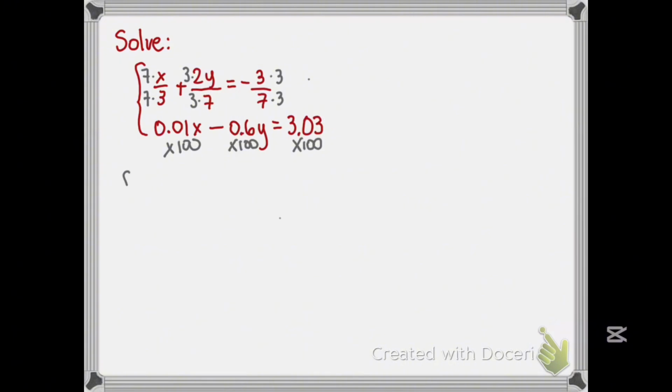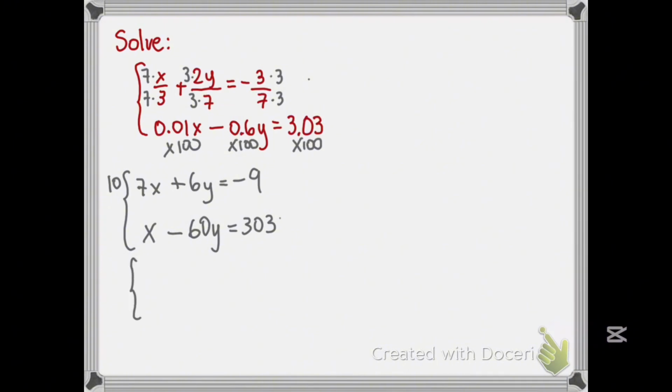So let's rewrite. The first one is going to be 7x plus 6y equals -9. And the second one is going to be x, 1x, but we don't need to put the 1, we just put x, minus 60y equals 303. And again here we're going to do elimination. So for me the easiest one to multiply by is by 10, so that we have 60 on the top and -60 on the bottom.